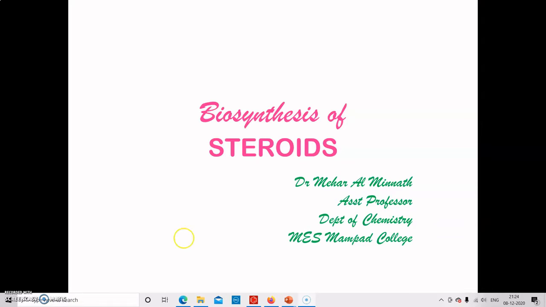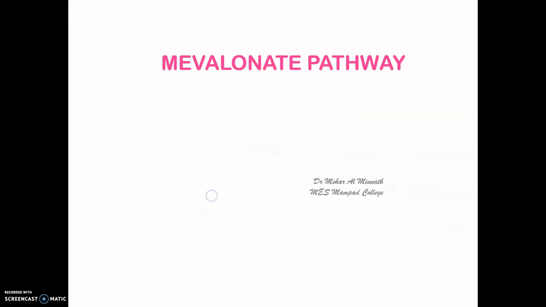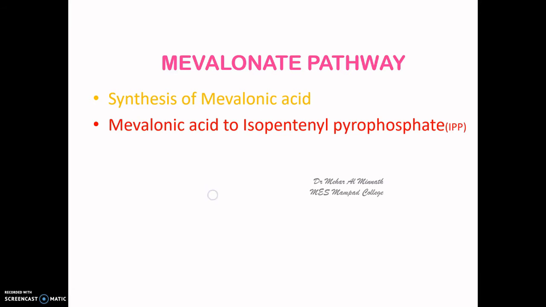Now, there are different pathways proposed for the biosynthesis of steroids. We shall discuss here the mevalonate pathway. In a mevalonate pathway, the first step involves the synthesis of mevalonic acid from acetyl-CoA. Mevalonic acid is a 6-carbon compound and acetyl-CoA is a 2-carbon compound. So from the 2-carbon acetyl-CoA, we get mevalonic acid. In the second step, the mevalonic acid is converted to isopentenyl pyrophosphate or IPP.